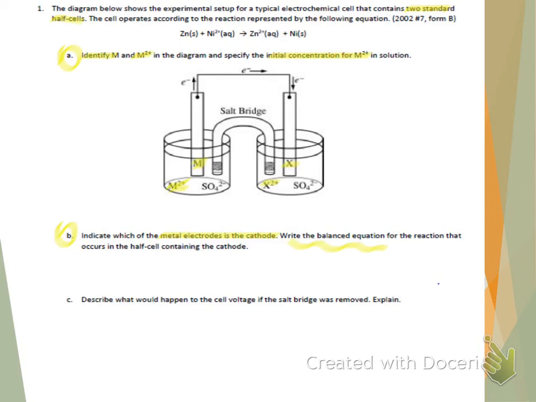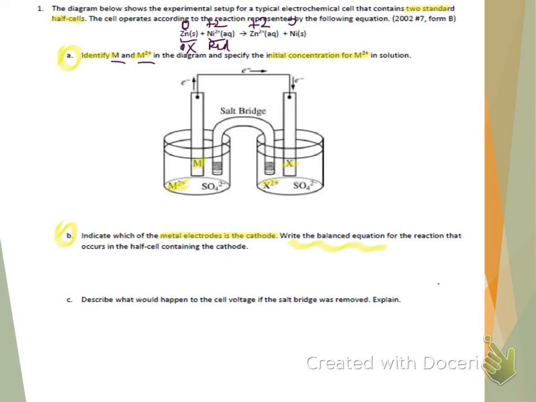Okay, so as you started to look at this, again, one of the first things you realize is that M and X were unlabeled in that cell. We need to figure out who is zinc and who is nickel. First off, we can determine who's oxidized and who's reduced in our balanced chemical equation here. Zinc goes from 0 to +2, so it is oxidized, while nickel goes from +2 to 0, therefore nickel is reduced.